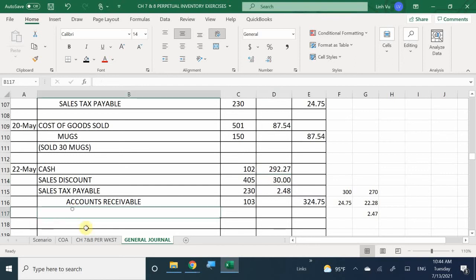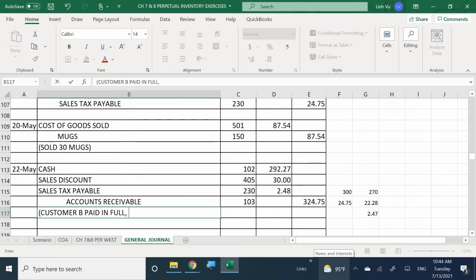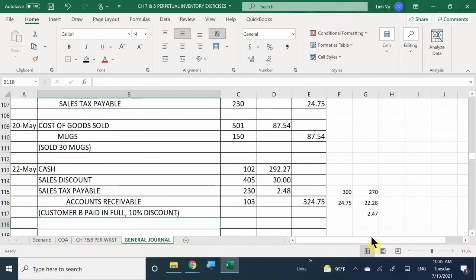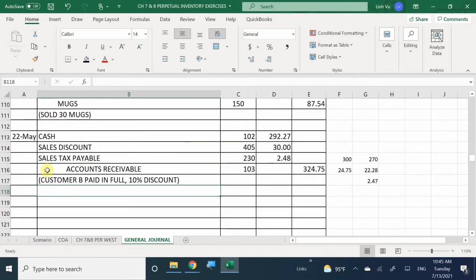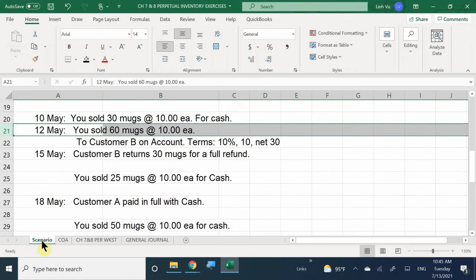No. Okay, so now I'm going to go ahead and type in that customer B paid in full and received a 10% discount. Okay. Good. So that's all you have to do for that one, right? Inventory is not affected because he's paying off what he owes me. It has nothing to do with whether I sold something or not.